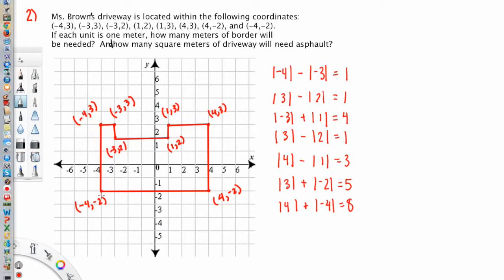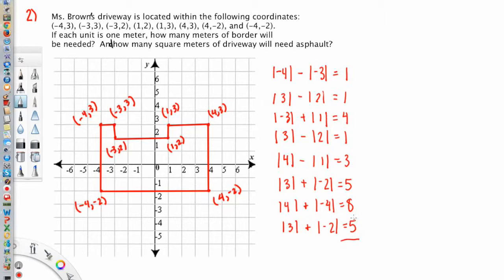And finally, our last line is this vertical line here, we're looking at y. We're 3 above and 2 below. So I'm taking the absolute value of 3 and adding the absolute value of -2, which will give me a distance of 5. It's 3 above and 2 below. The distance between those two is 5.